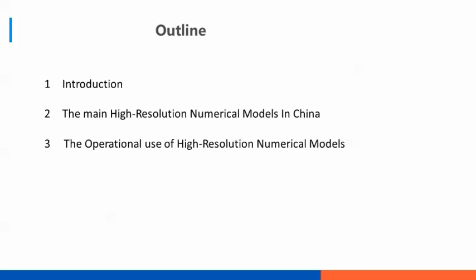Firstly, we have a basic idea of how the numeric model works and the main characteristics of the high-resolution models. Secondly, the main high-resolution numeric models in China will be displayed. At last, we will see the operational use of the high-resolution numeric models on severe weather such as hail, convective windstorm, and heavy rain.